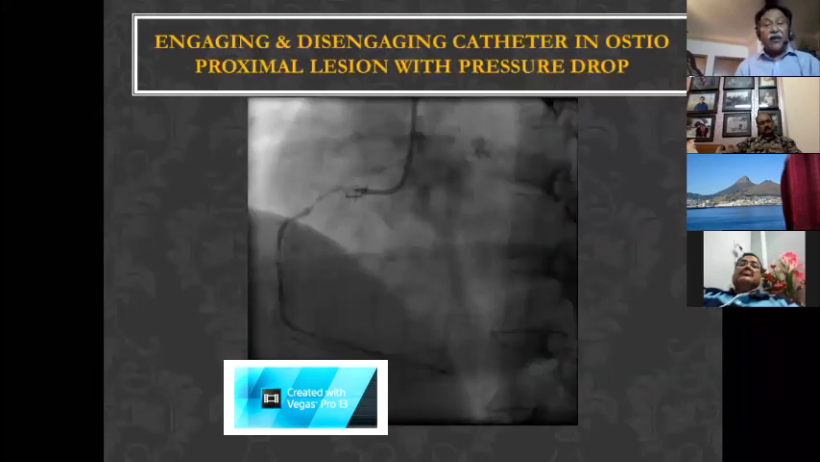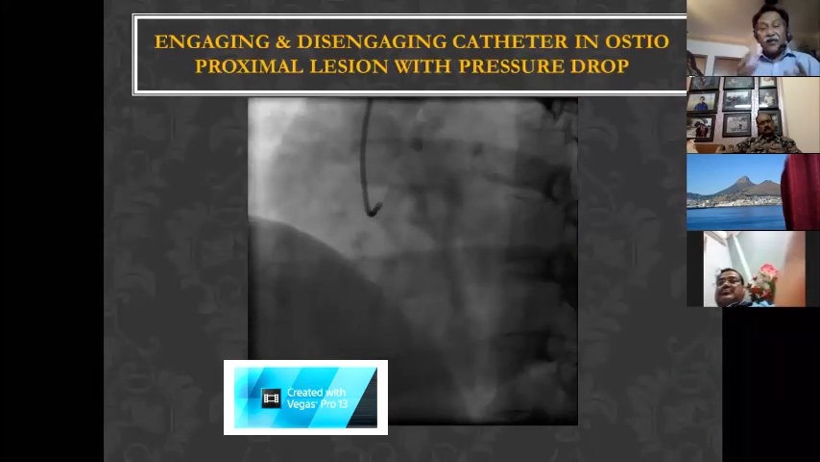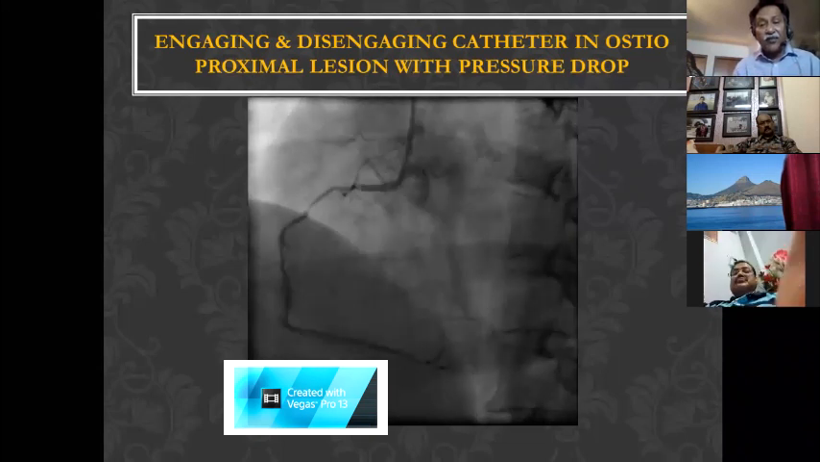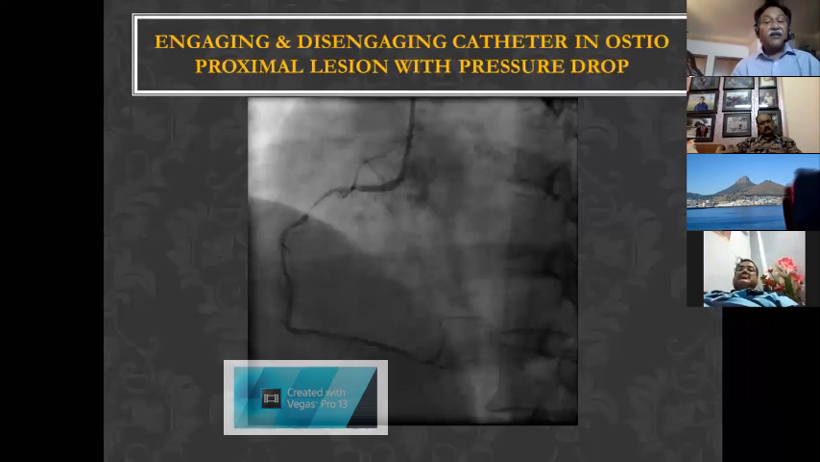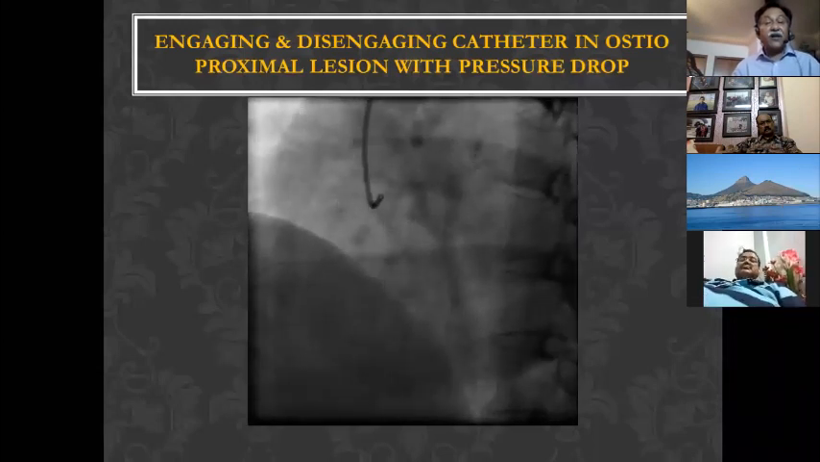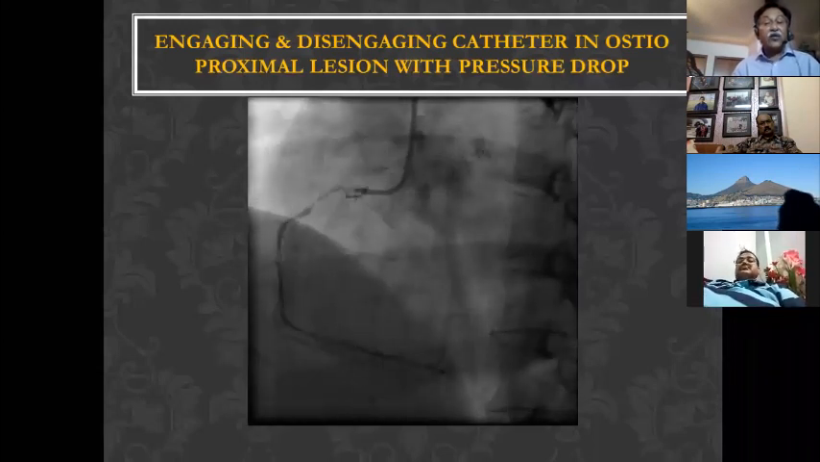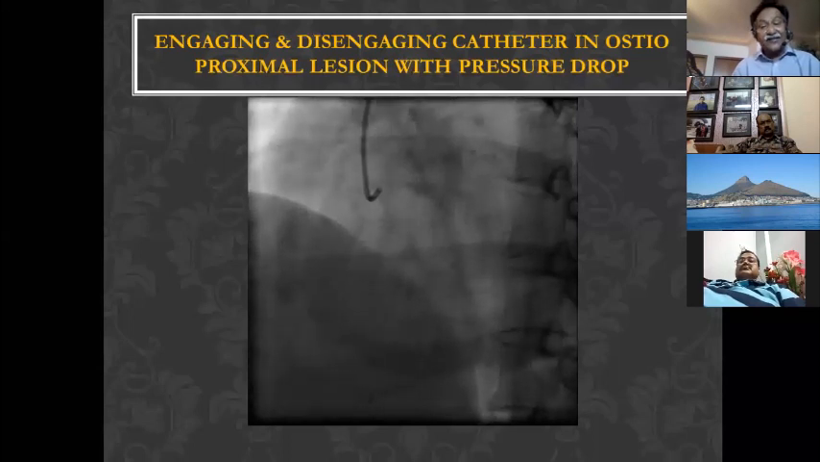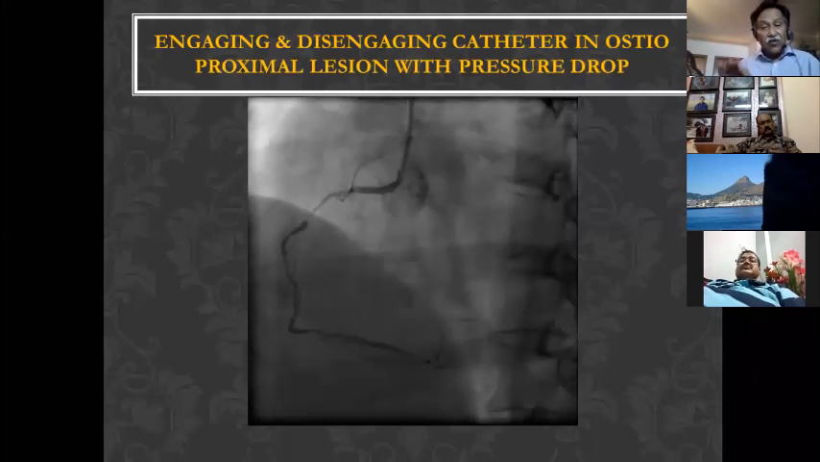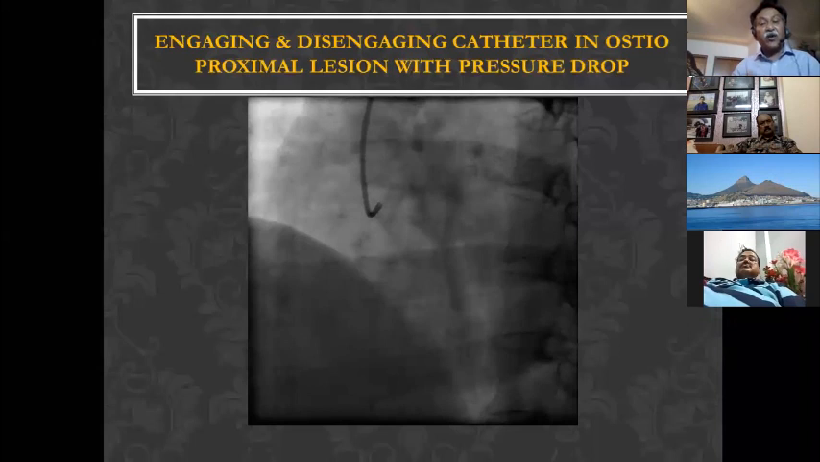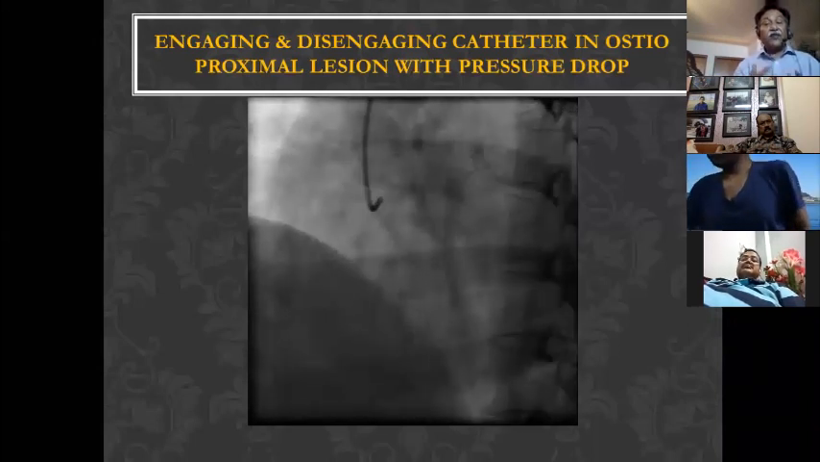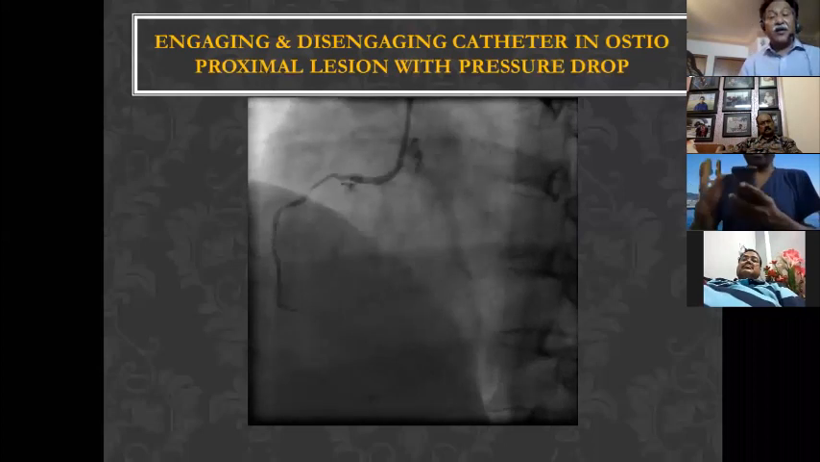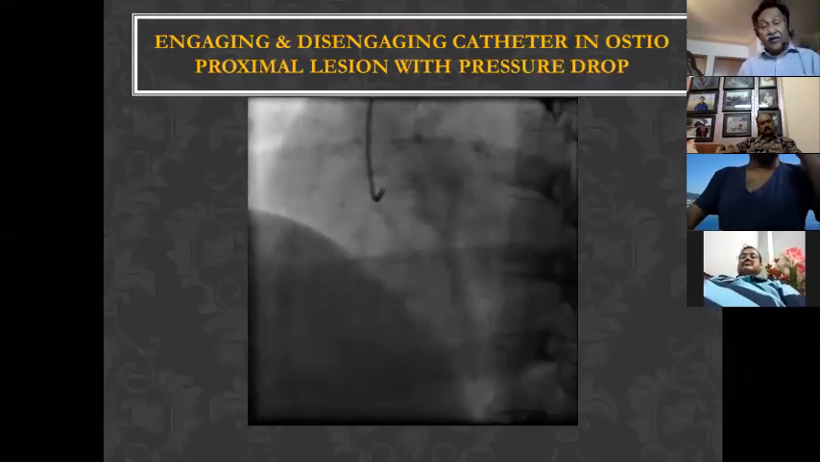Sometimes you may think that the vessel is diseased from the ostium. Once you place the catheter at the ostium, there is damping, hypotension, and bradycardia. So in that case, you need to engage and disengage. With a clockwise rotation you engage it, and with anticlockwise rotation you disengage. In this way, you can avoid unnecessary ischemia of the right coronary artery.